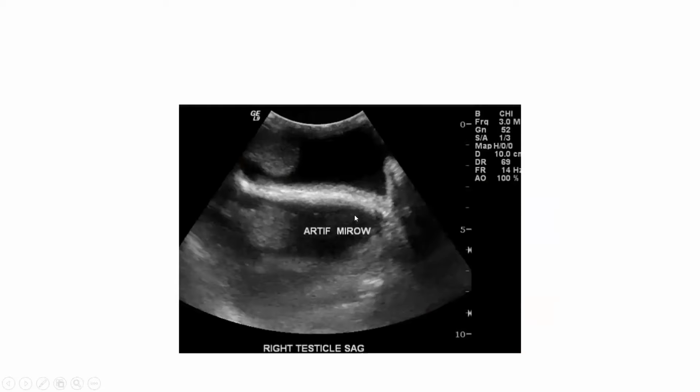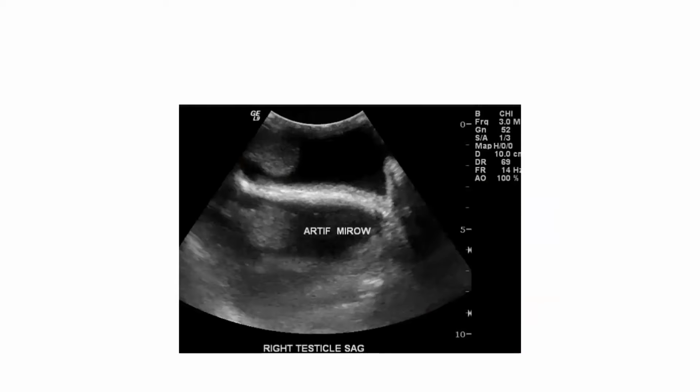Here you see there is posterior acoustic enhancement, or increased through transmission is the other name, where there are increased echoes deep to the structures that transmit sound exceptionally well, right? And this is a characteristic feature of fluid-filled structures such as cysts, urinary bladder, and gallbladder. So this is posterior acoustic enhancement.